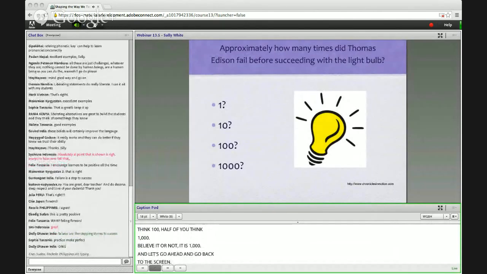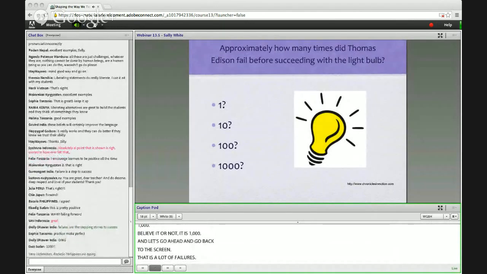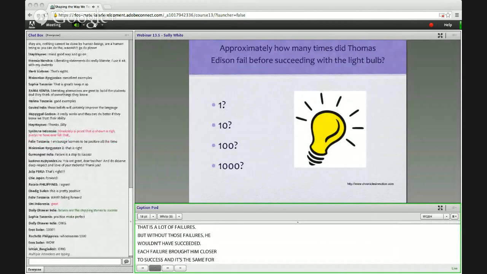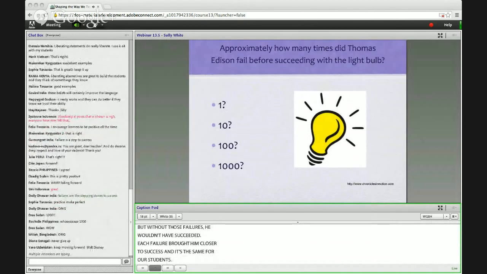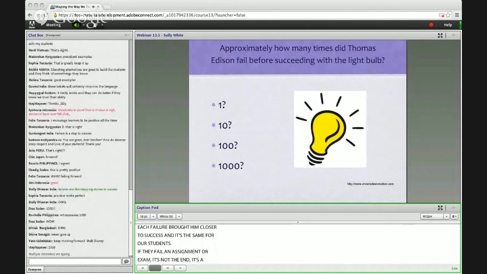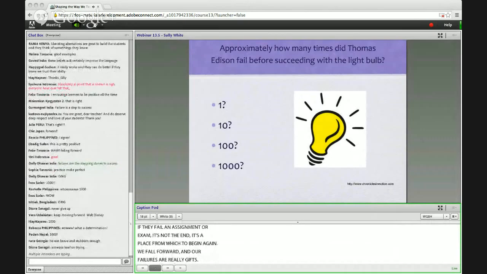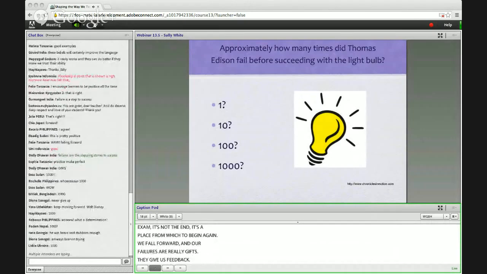Each failure brought him closer to success, and it's the same for our students. If they fail an assignment or an exam, it's not the end, it's the place from which to begin again. We fail forward. And our failures, really, they're gifts. They give us feedback. They give us information we need to make changes and try again.